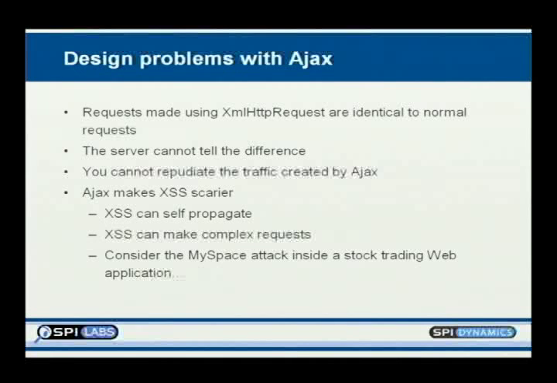So just what are some of these design issues that we're all talking about? The fact that requests can be made with the XML HTTP requests that are identical to the original request is a problem. The server cannot tell the difference. You cannot repudiate traffic that was created by AJAX. You cannot prove that you didn't do that. Consider this in a stock trading site. Think about MySpace.com. You view one page, we said 4 minimum, but then it went ahead and updated your profile, or updated your heroes list and added you to your friend list. Looking at one page caused 4 to 6 requests to be made without your knowledge, and from the server's point of view, nothing bad happened.